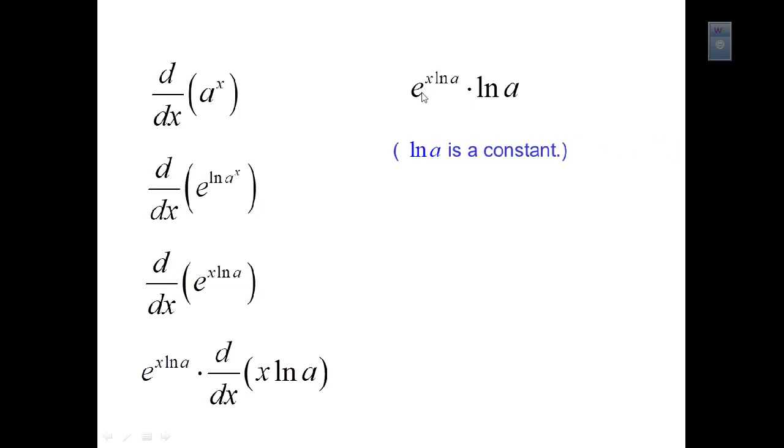Now, once again, remember that e to the natural log of a to the x is just a to the x, so we can rewrite that as a to the x times the natural log of a. So that's the only thing that changes when we're dealing with an exponential whose base is not e. We have to tag on the natural log of whatever the base is.